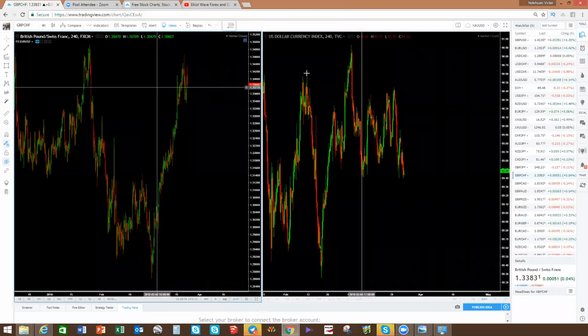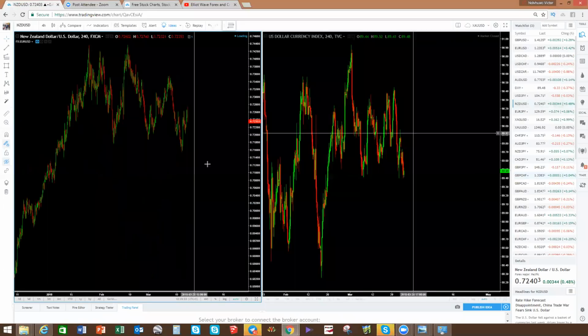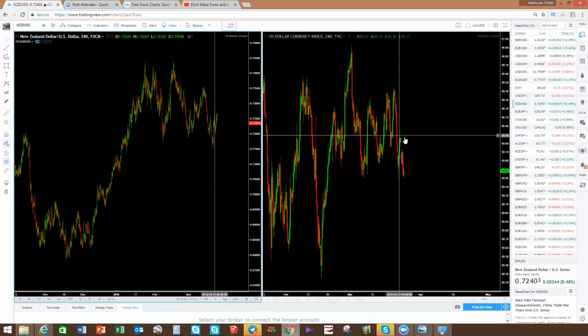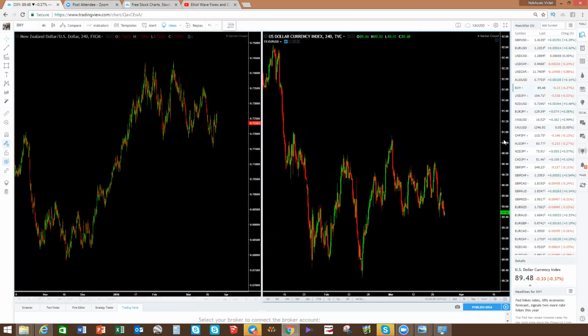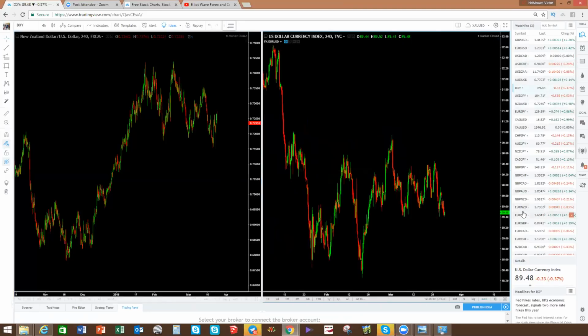I'm gonna look for this in two pairs. On the left-hand side, I'm gonna put in New Zealand US dollar. So when you spend so much time with the chart, you start seeing these similarities. And I think that's the reason why Elliott started seeing these patterns, because he spent so much time with these pairs. So let's look at Pound Chief.